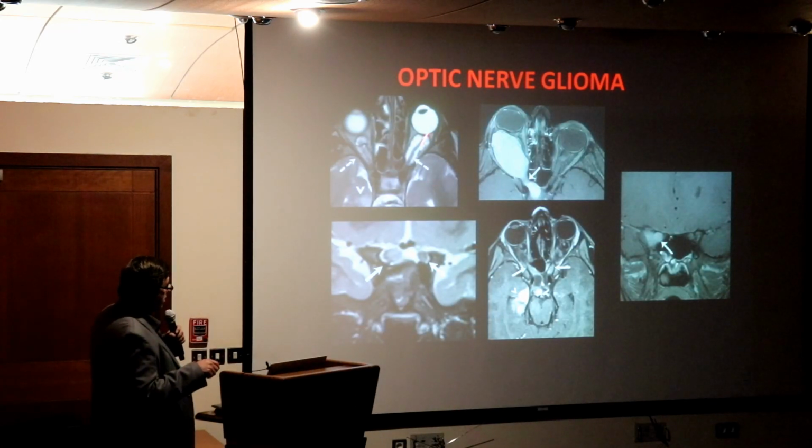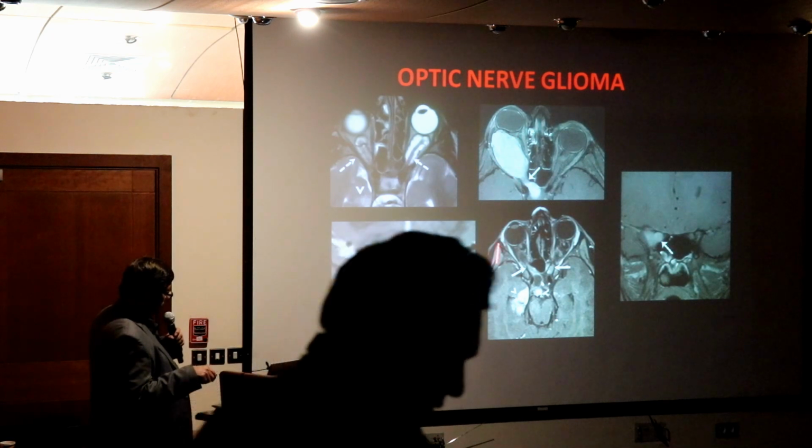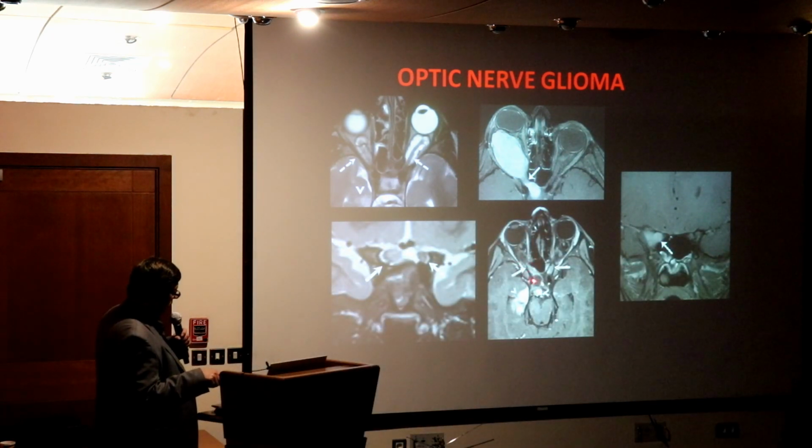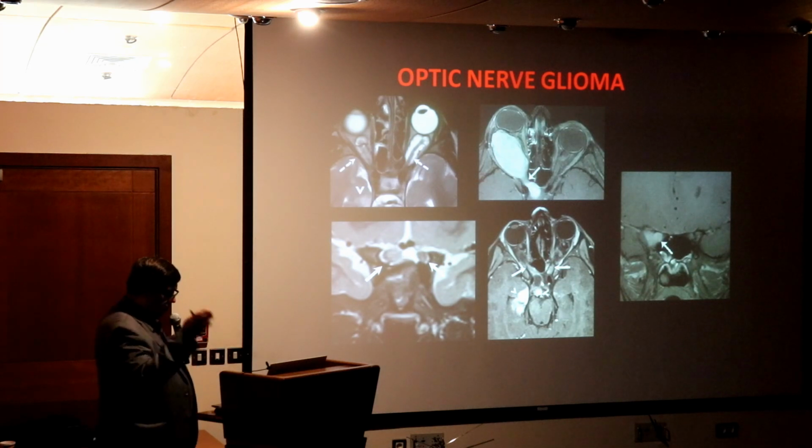They could be large, but still you will get this kind of sign. This is optic nerve glioma. You can see it inside the orbit, in the canal, in the chiasm, and even in the optic radiation. So this is the clue to have this distribution. This is optic nerve glioma.